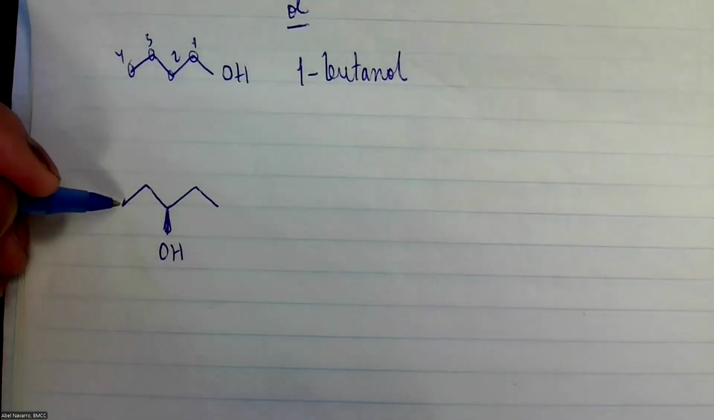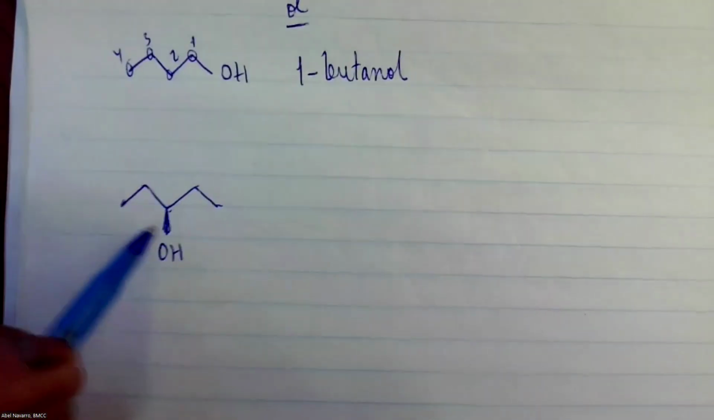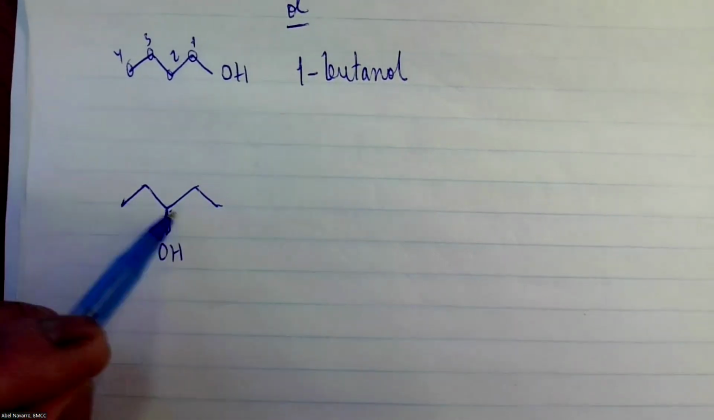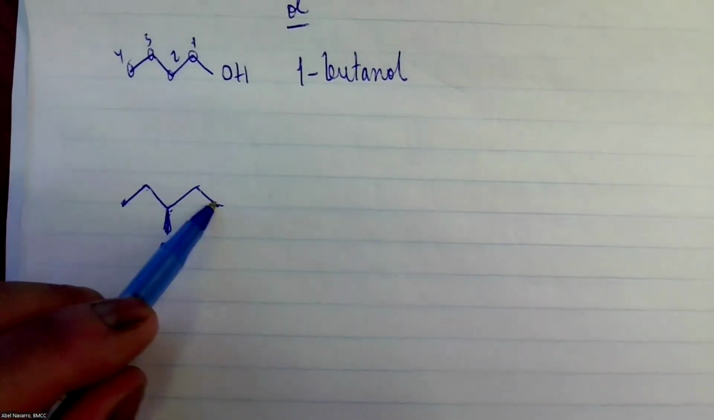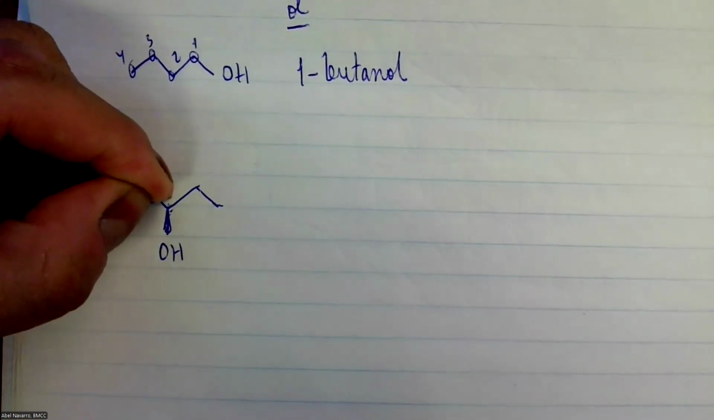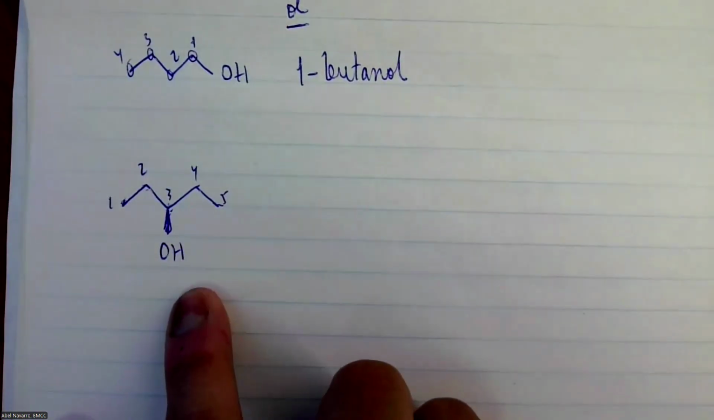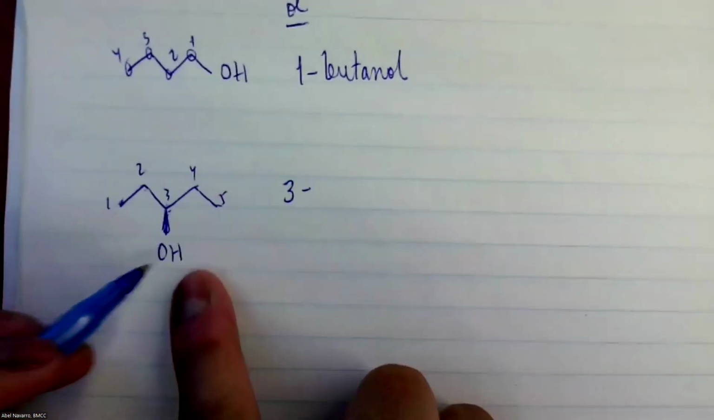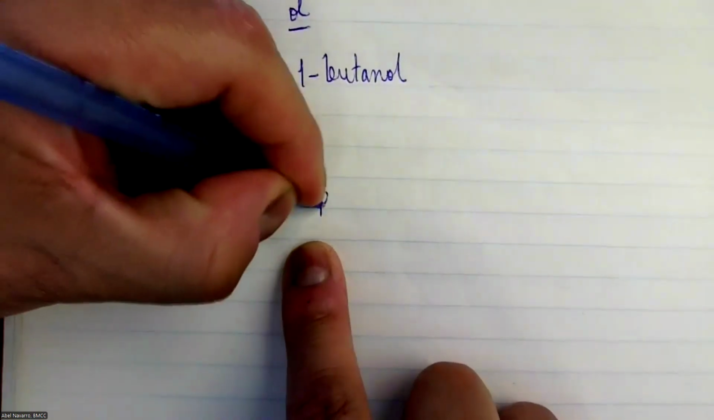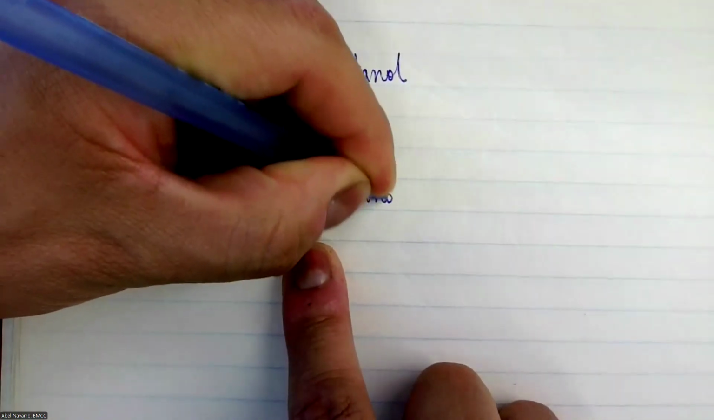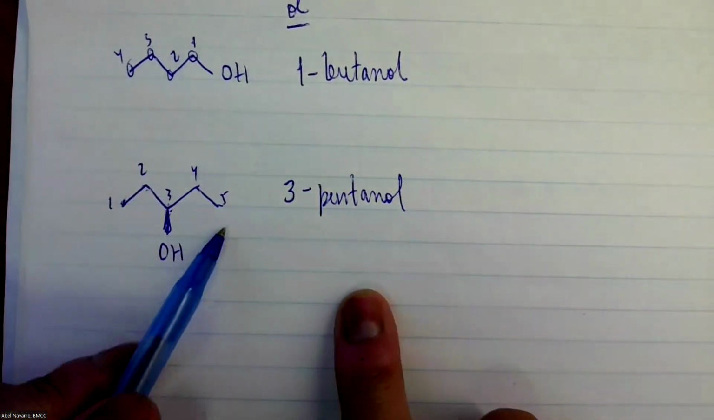Well, 1, 2, 3, 4, 5. It doesn't matter where I start counting. It's the same distance from the OH. 1, 2, 3, 1, 2, 3. So I can start counting here. 1, 2, 3, 4, 5. So I will call this 3-pentanol. Pentanol, because it's 5 carbons.